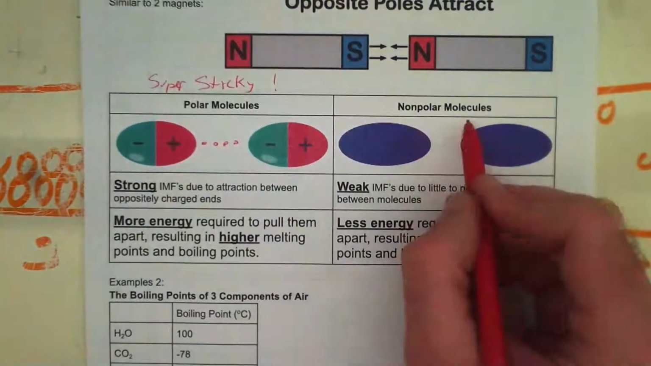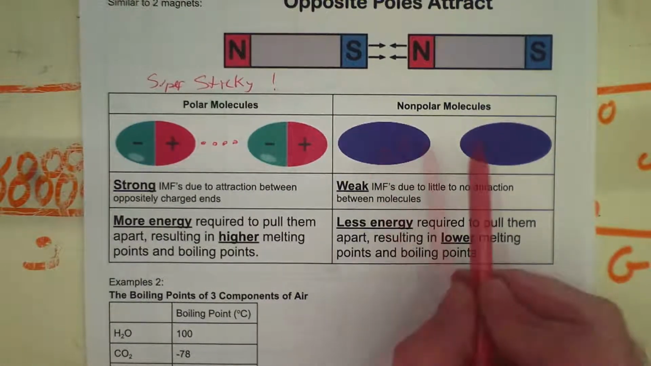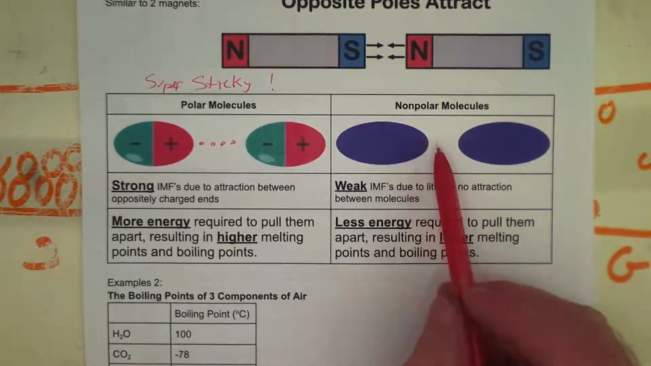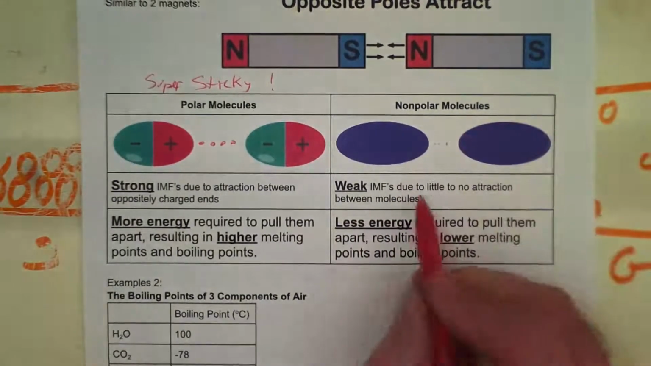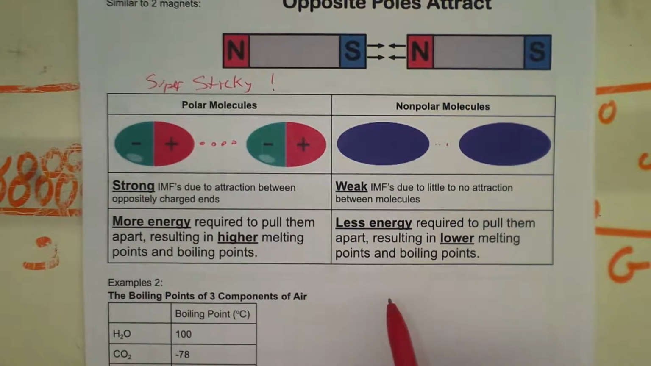Okay, nonpolar molecules, there isn't really an impetus for them to stick together. There's no positive half and negative half. So there's weak attractive forces. There are attractive forces between these guys, but they're much weaker compared to polar molecules. So therefore, less energy is required to pull them apart.